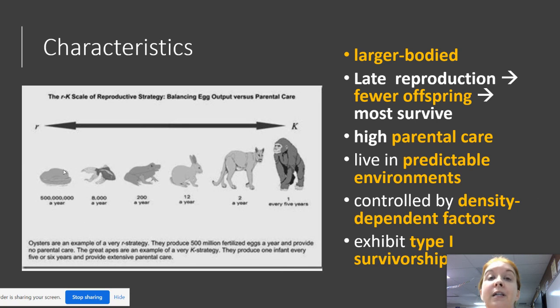So oysters are an example of very R strategy. 500 million fertilized eggs a year. Whew, not so much. No parental care. I don't care what cartoons have taught you. Oysters don't care about their babies. And then apes, a very K strategy, 1 infant every 5 or 6 years, and a lot of parental care. Watching videos of these guys take care of their babies is really sweet.